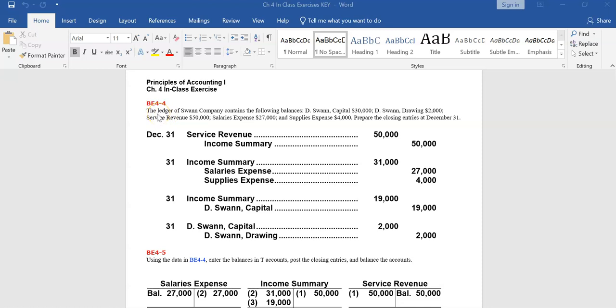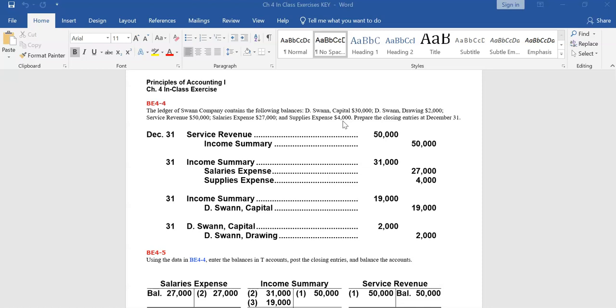The temporary accounts, remember, are revenue, expense, and then the owner's drawing accounts. So looking at this first problem, the ledger of Swan Company contains the following balances. At the end of the accounting period, the capital account has $30,000, drawing account has a balance of $2,000, service revenue $50,000, and then $27,000 in the salaries and $4,000 in the supplies expense accounts.